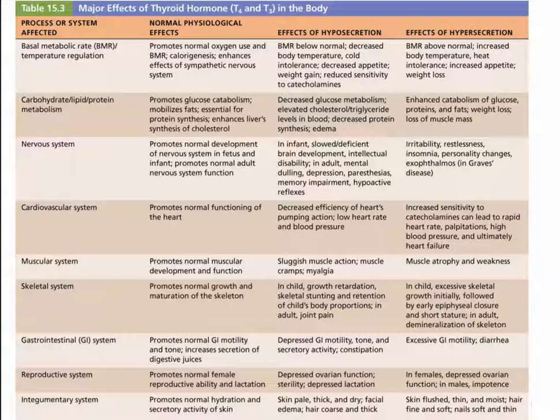So as you can see, it's pretty widespread throughout the body and affects virtually every cell. Like we said, every cell has to undergo metabolism to survive and make energy. So basal metabolic rate, temperature regulation, carbohydrate, lipid, protein, nutrient metabolism, nervous system development, cardiovascular system function, muscular system development and function, growth and maturation of the skeletal system, secretion of digestive juices, GI motility, female reproductive ability, lactation, and normal hydration and secretory activity of the skin.